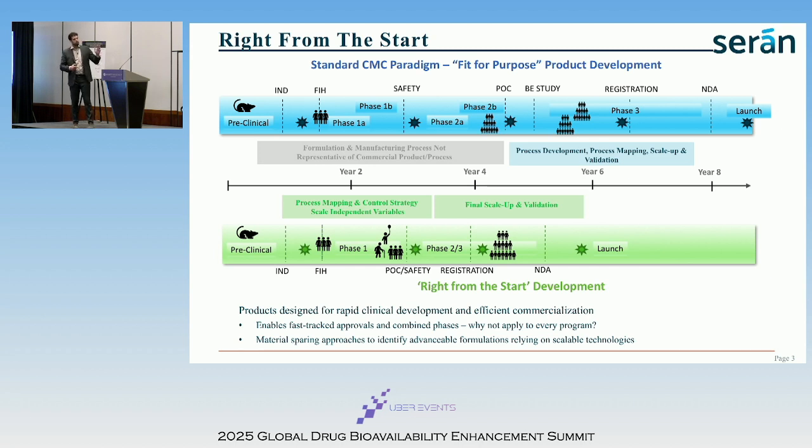In order to identify the formulations that early on, we're using a lot of material sparing approaches, right? We know that oftentimes when you're coming out of preclinical and into first in human, you might not have the most API, right? So what can we do with milligrams? What can we do with grams? And how can we make sure that the formulations we're coming to are representative, right?